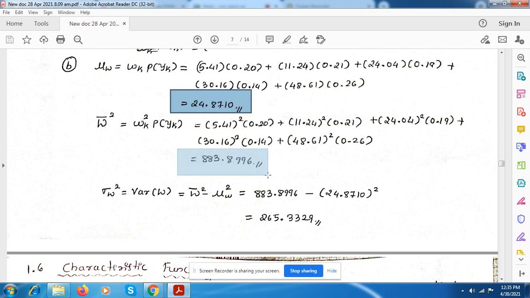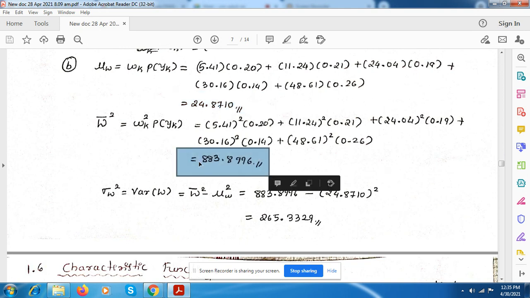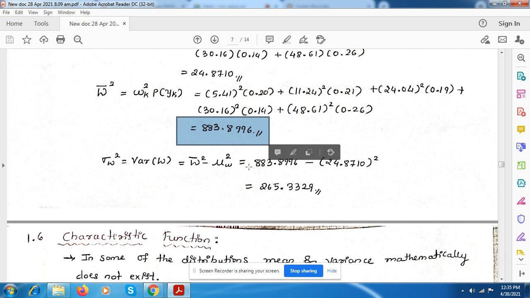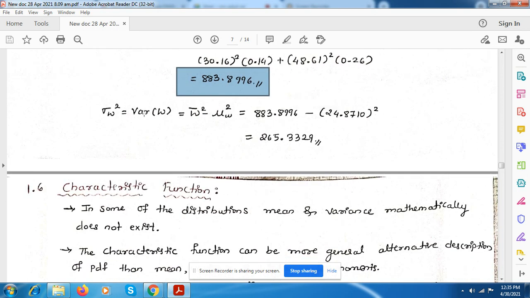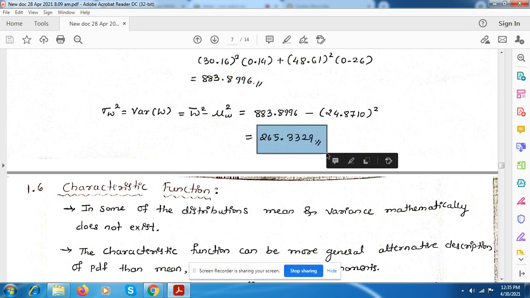And the second order moment for w, we have 883.8996. Then variance of w, we have 265.3329. So these are the mean and variance values for both the w random variable and the y random variable.